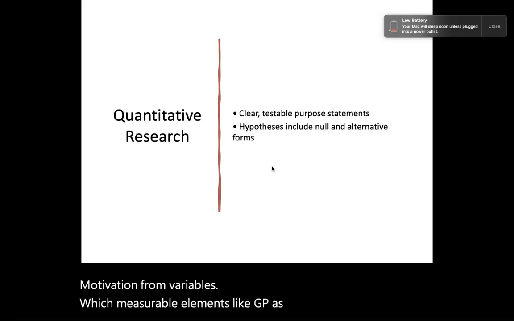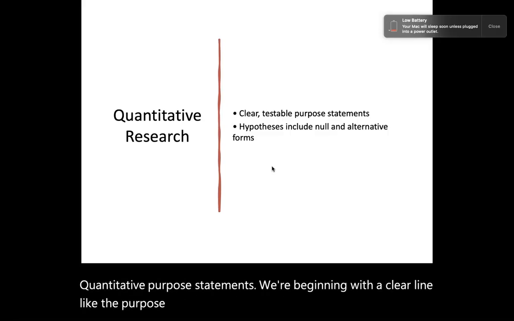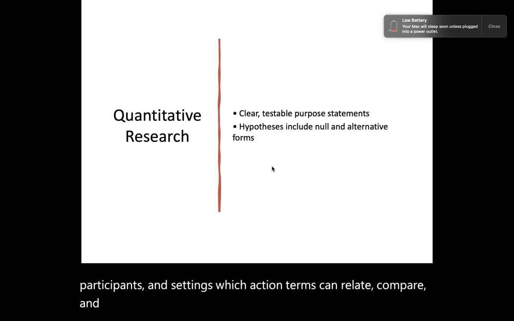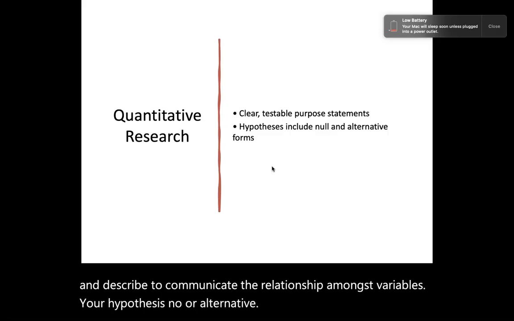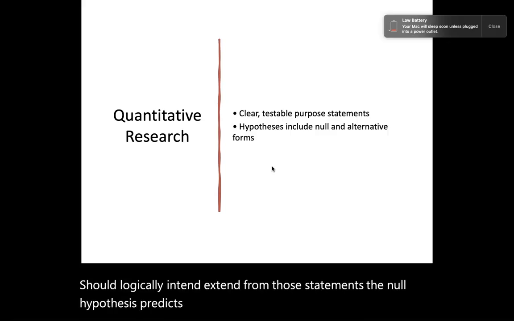So when we talk about quantitative purpose statements, we begin with a clear line, like "the purpose of the study is to," followed by variables, participants, and settings, with action terms like relate, compare, and describe to communicate the relationship amongst variables. Your hypothesis, null or alternative, should logically extend from those statements. The null hypothesis predicts no change or difference, while the alternative suggests a significant relationship or outcome.